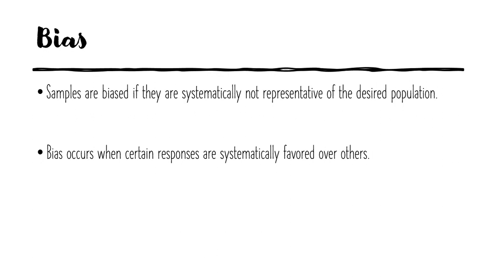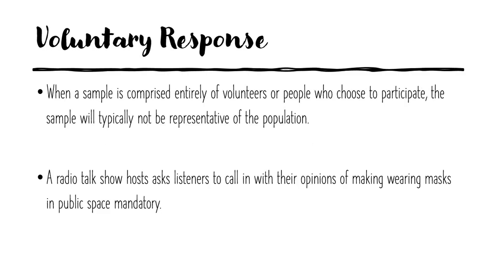So that's what a bias is: something in the system in which you are gathering your information has a problem, and a group is not being represented or is overrepresented. So the first thing is volunteer responses.